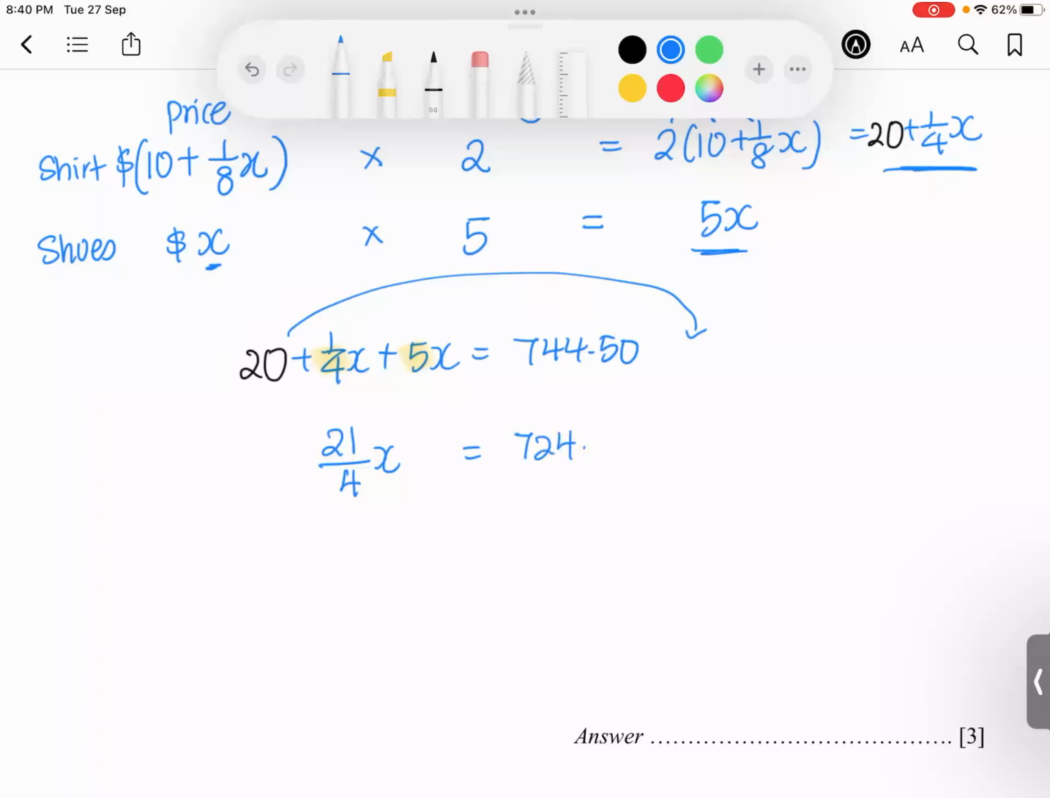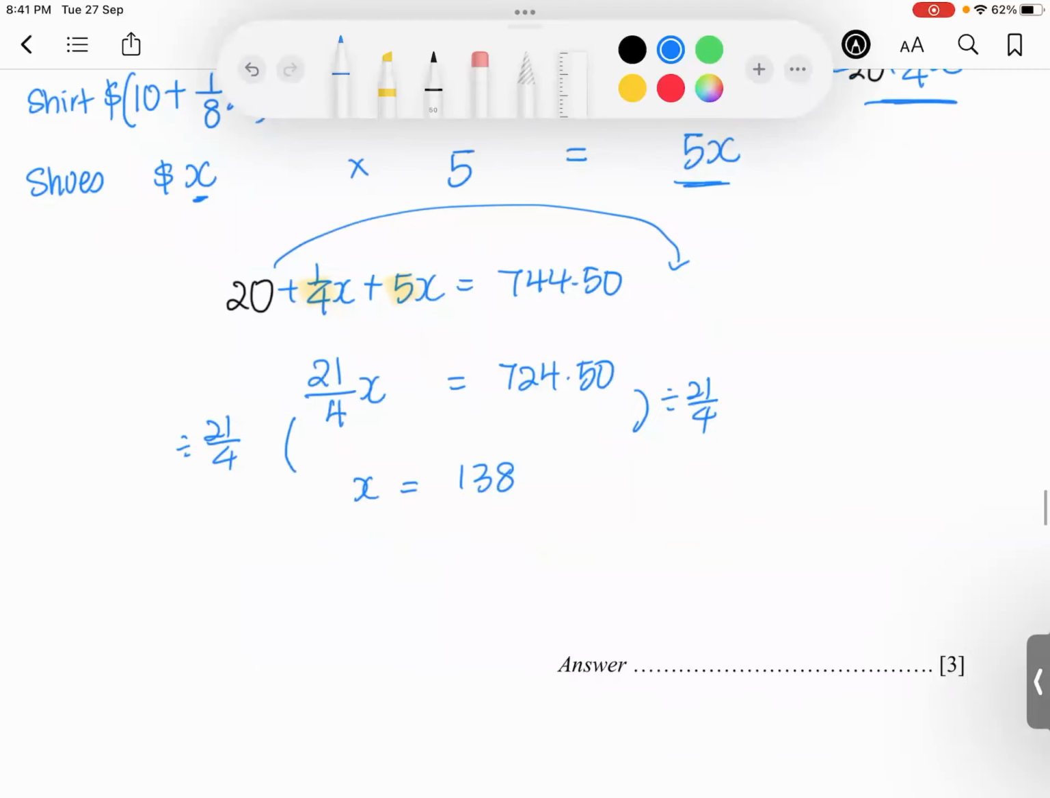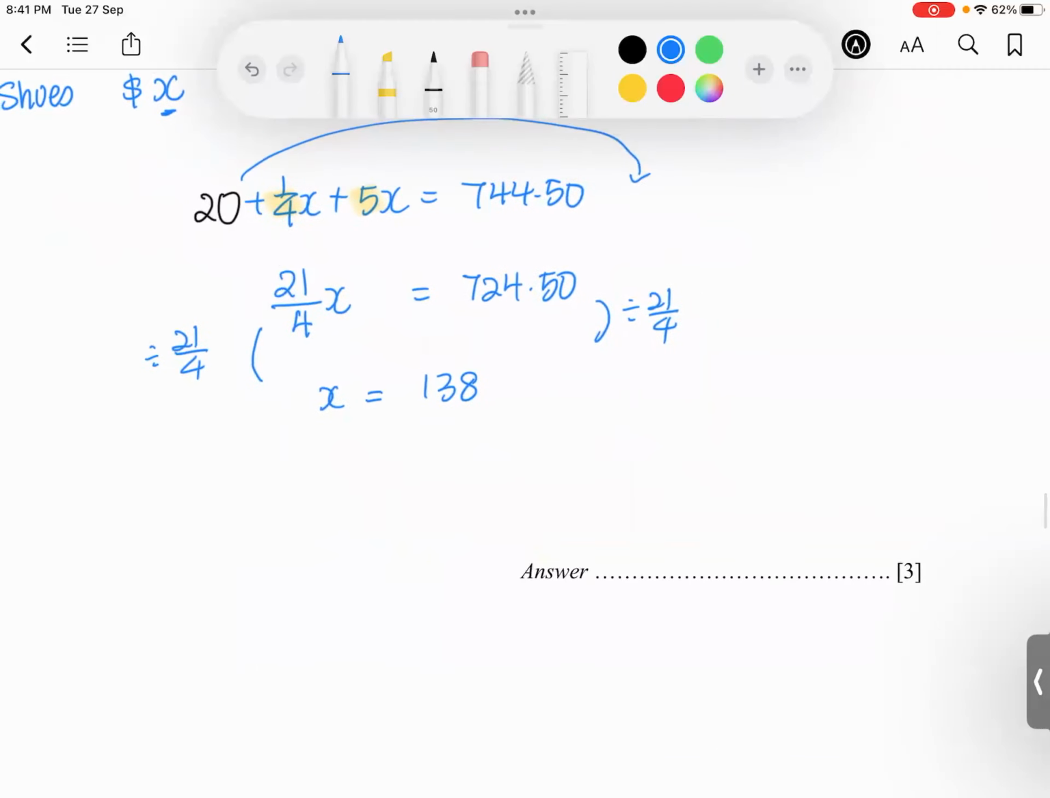724.50, then you don't want the 21/4, so you divide by 21/4, then you get the value for your x. This is the price for the pair of shoes, but they want the price of a shirt. So must remember to find the price of the shirt. 10 plus 1/8 of the price of the shoe, then you get your answer $27.25.